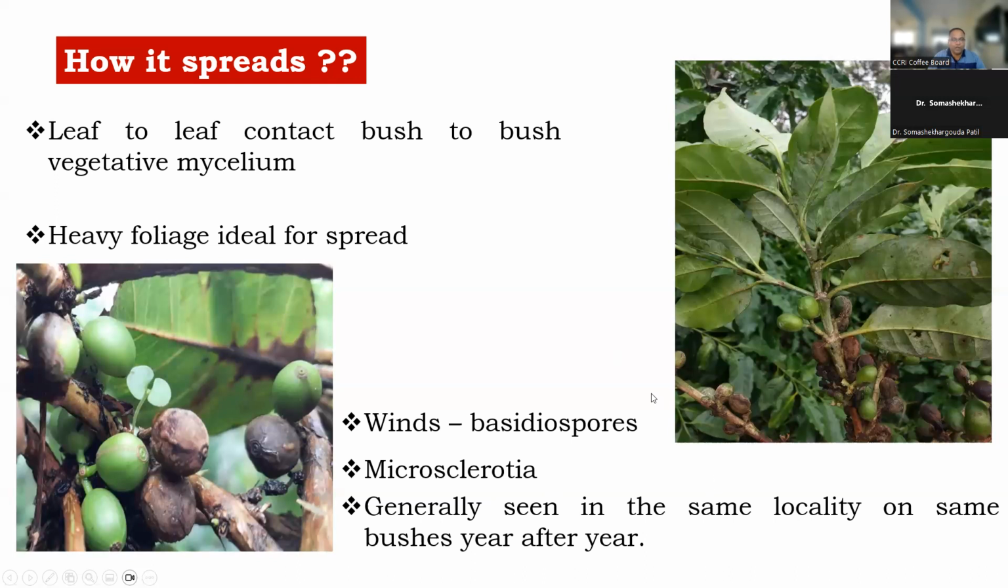So we have to keep in mind that this pathogen produces 3 types of propagules, that is vegetative mycelium, basidiospores, and microsclerotia for its reproduction, and for its survival it also converts itself into sclerotial bodies, and it will sustain for 8 to 9 months in the same place, and it again causes more severe infections in the coming years.